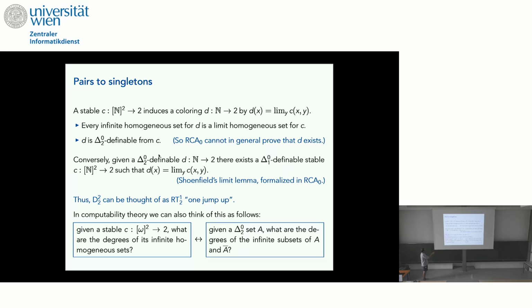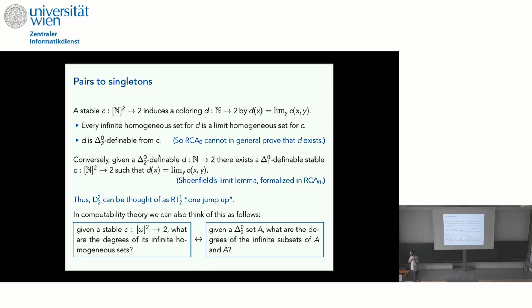And conversely, if you give me such a formula, a delta 2 formula, everybody knows what I mean by delta 2, right? Give me a delta 2 definition for a function which has this property, a 2 coloring of the integers, then I can define in a delta 1 way, and therefore provably in RCA naught, a stable coloring of pairs that has this property. And that proof is just Shoenfield's limit lemma, which RCA naught can prove with no problem. Okay? So that's how you go back and forth.